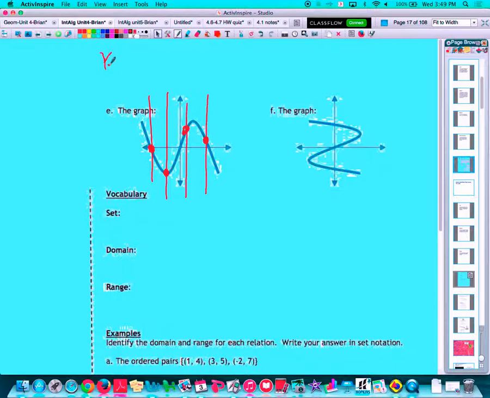So yes, it passes the vertical line test, and therefore it is a function. I'm going to abbreviate vertical line test, VLT, so it is a function.